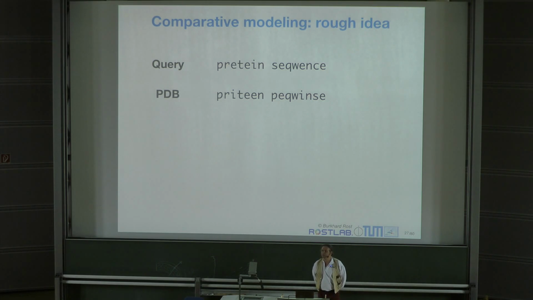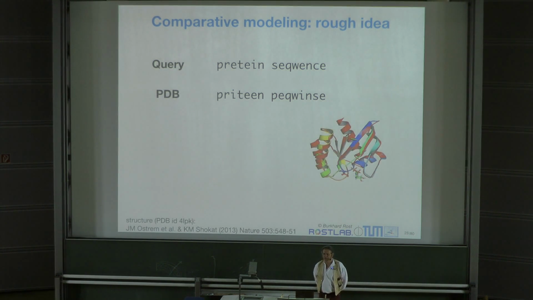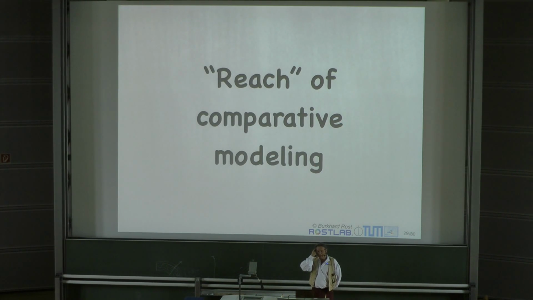The PDB is the Protein Data Bank. That's the database where you find all the known 3D structures. For that structure in the PDB, I have an experimental structure. And then I simply align them and I look up where the corresponding residues are in the structure, and essentially copy those coordinates. That's the simplest approach.